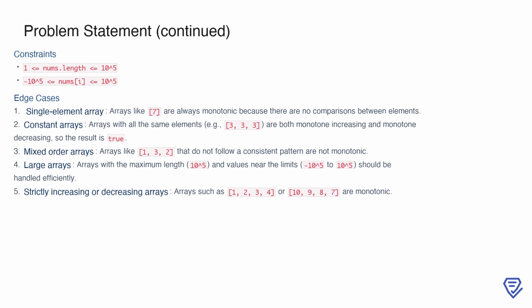It's important to ensure your solution handles large arrays efficiently to meet the constraints. Finally, strictly increasing or strictly decreasing arrays, such as 1, 2, 3, 4, or 10, 9, 8, 7, are straightforward examples of monotonic arrays. These considerations will help you design a robust and efficient solution for this problem.